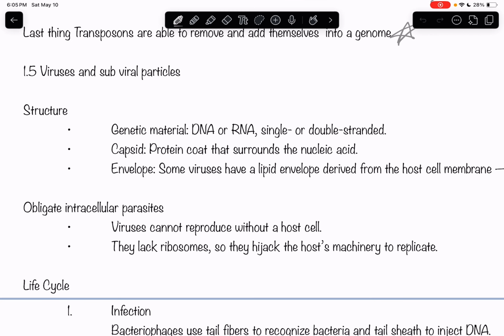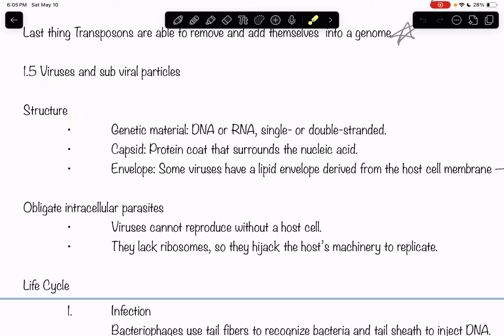But anyways, chapter 1.5 is going to be all about viruses and viral particles. This is what I would call a medium yield. It's not low yield, it's not high yield, but you'll get a good amount of questions. So first, let's go over the structure.